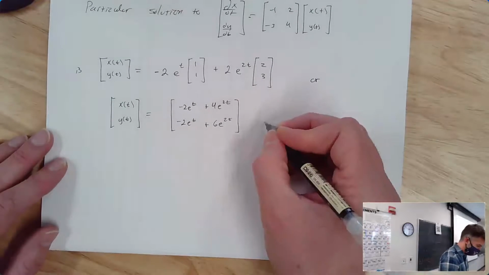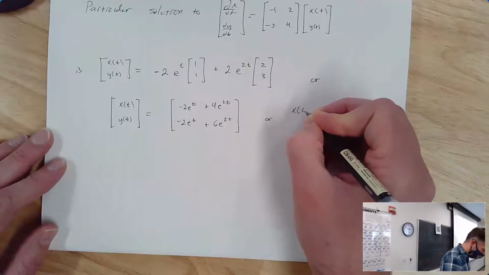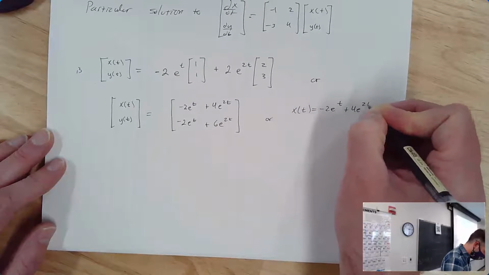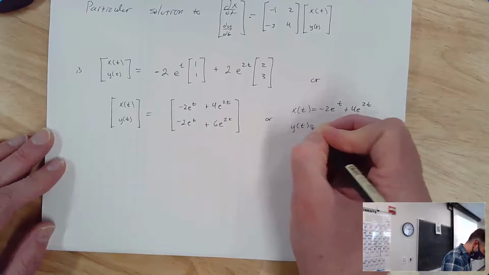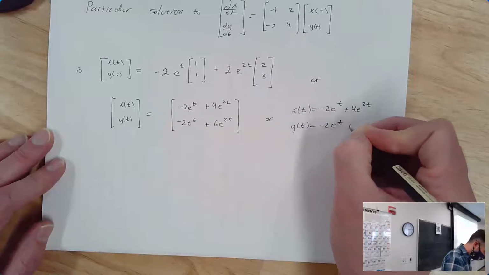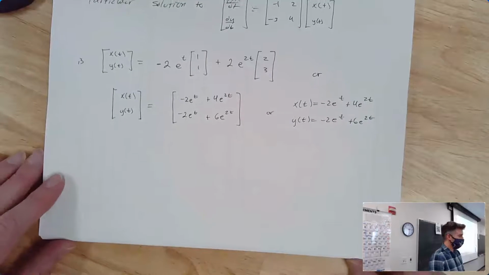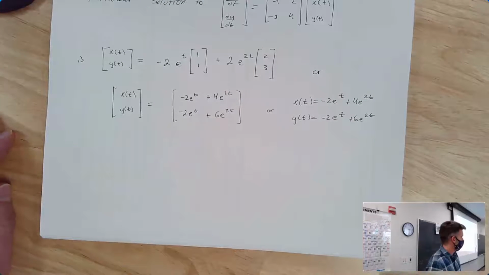And then you could even say we just have x of t is -2 e to the t plus 4 e to the 2t. y of t is -2 e to the t plus 6 e to the 2t. Okay, kind of a lot.